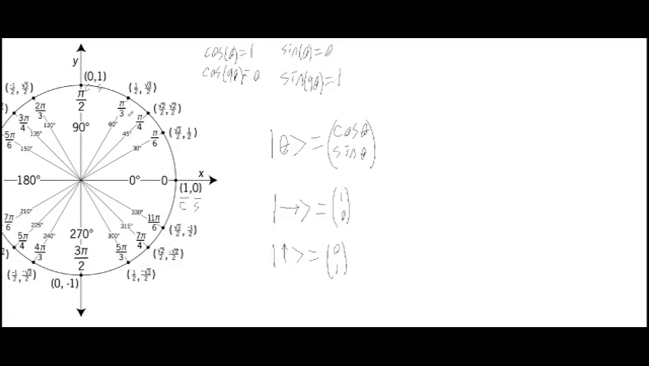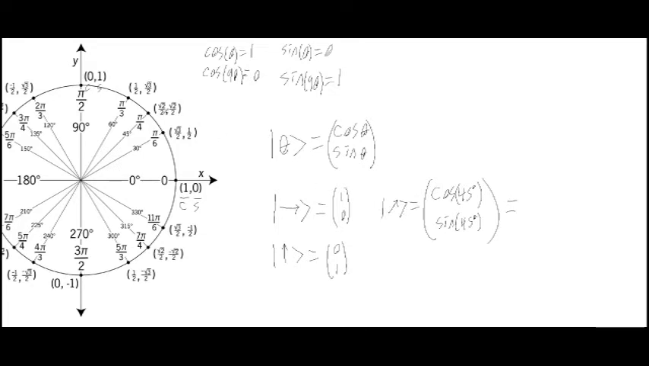And so if we use 45 degrees, then that would be cosine of 45 degrees, sine of 45 degrees. So that is our ket vector. That is our vector there. So we are calling this 45 degrees.